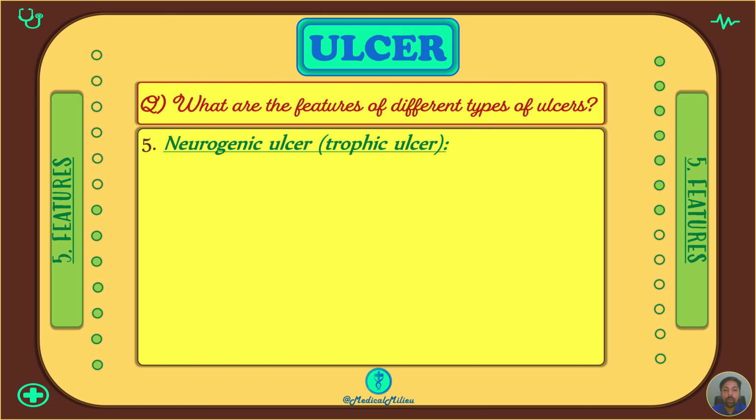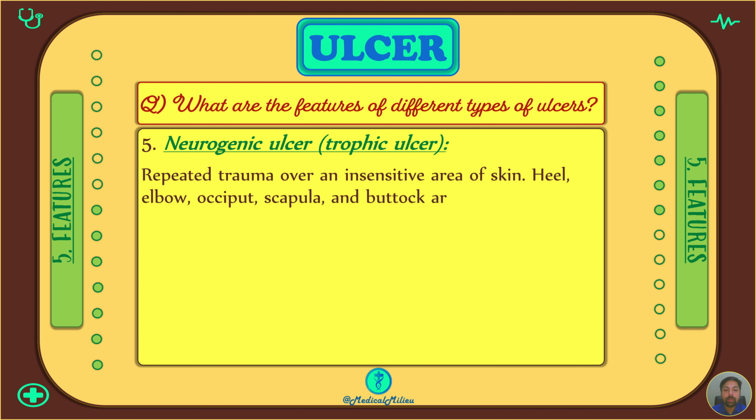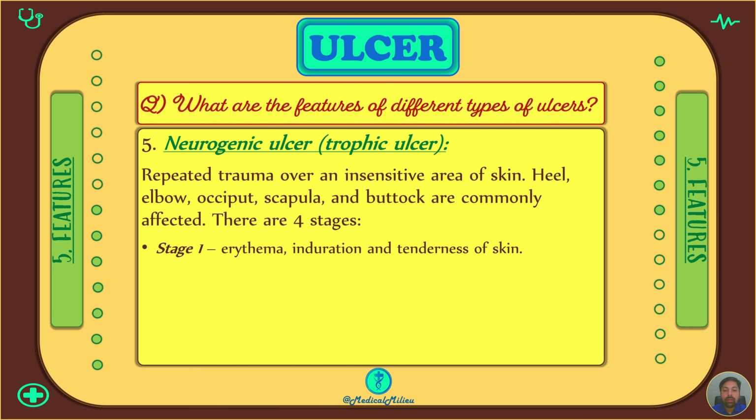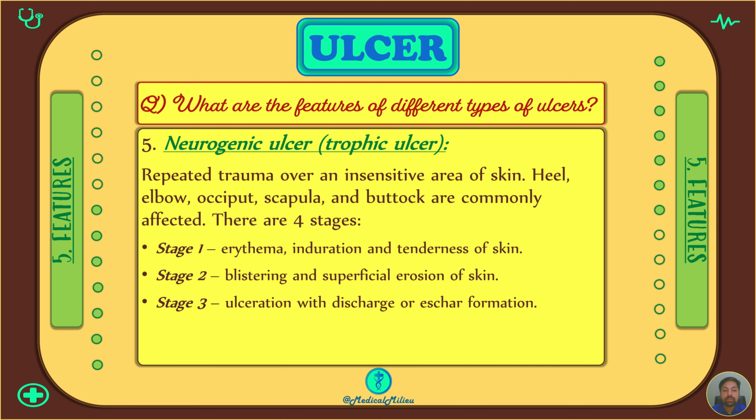A neurogenic or trophic ulcer occurs because of repeated trauma over an insensitive area of skin. The pressure bearing sites like heel, elbow, occiput, scapula, and buttock are commonly affected. The 4 stages of neurogenic ulcer are: stage 1, there is erythema or induration or tenderness of the skin. In stage 2, there is blistering and superficial erosion of the skin. In stage 3, there is ulceration with discharge or eschar formation. And in stage 4, there is an ulcer involving deep structures like ligaments and bones.